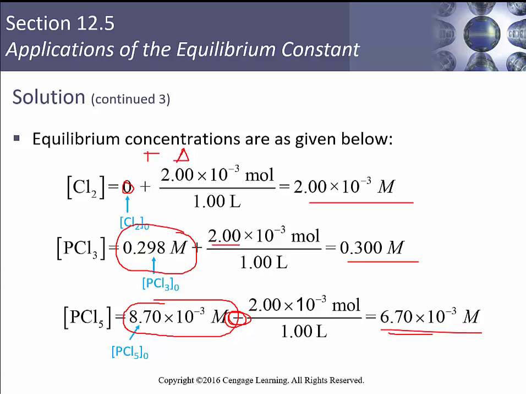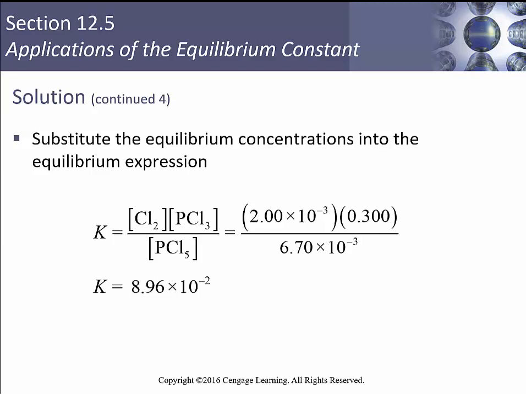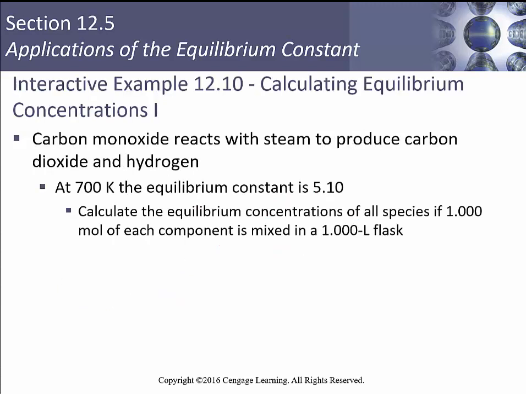Now that I have each of these things, I can plug it back into my K expression. We've got a Cl2 concentration, a phosphorus trichloride, and a phosphorus pentachloride concentration. Put in the numbers we just calculated from before, and we're going to find our numerical value for K. All right, pretty straightforward, right? Let's look at another example.